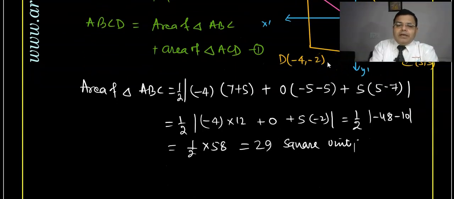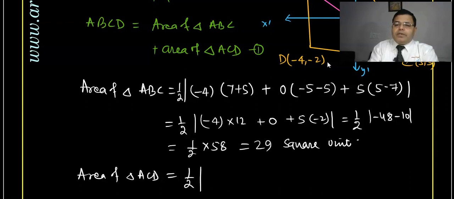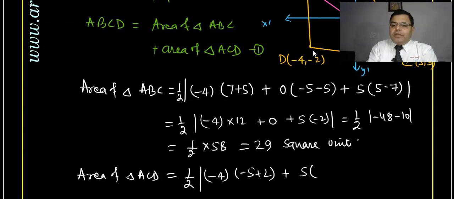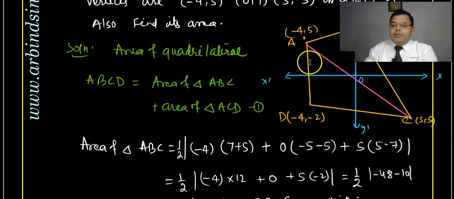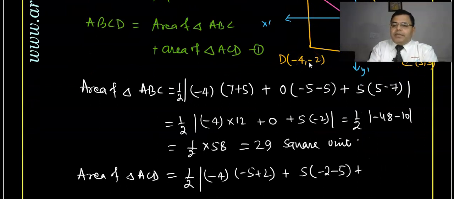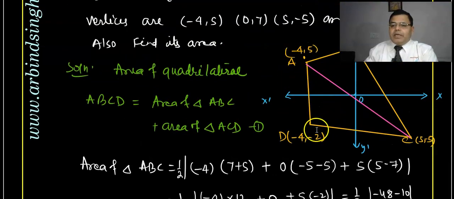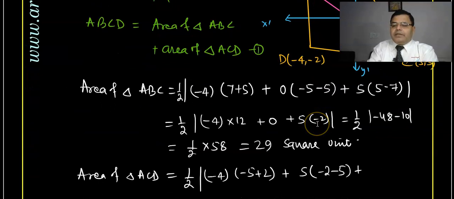Now the area of triangle ACD. That will be half modulus of, again, x1, that is minus 4, into minus 5 minus minus 2, that is plus 2, plus x2, that is 5, into minus 2 minus minus 5, plus x3, which is minus 4 again, times y1 minus y2, where y1 is 5 and y2 is minus 5, so 5 minus minus 5, that is 5 plus 5. The modulus is closed.